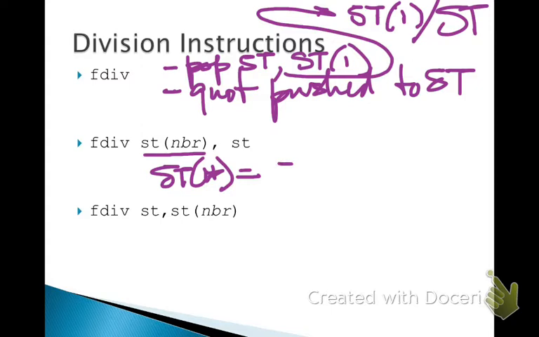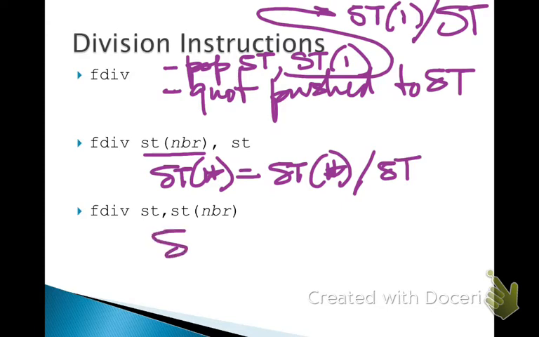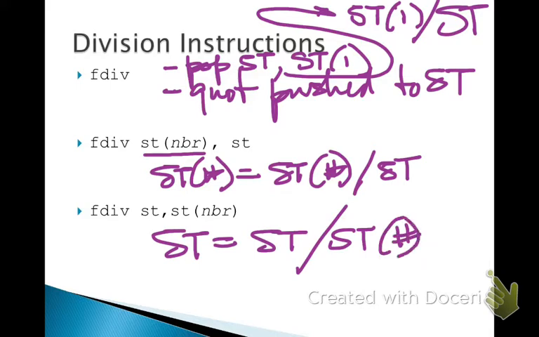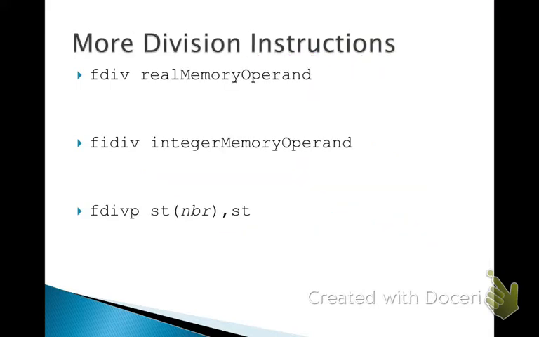from STnum divided by stack top. Okay? And likewise, stack top will be replaced with the quotient that results from stack top divided by STnum. Okay. Real memory operands, integer value operands, and then I also have my pop option.